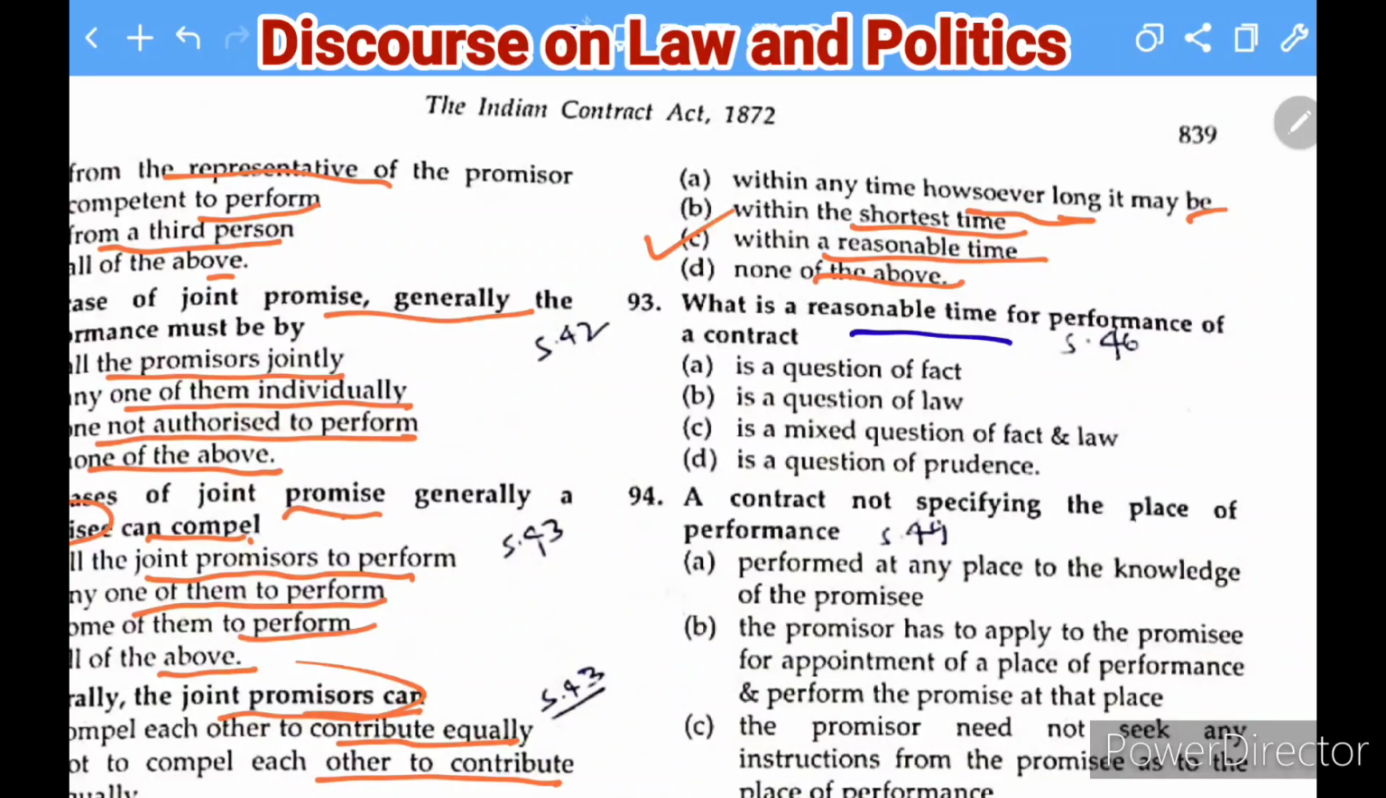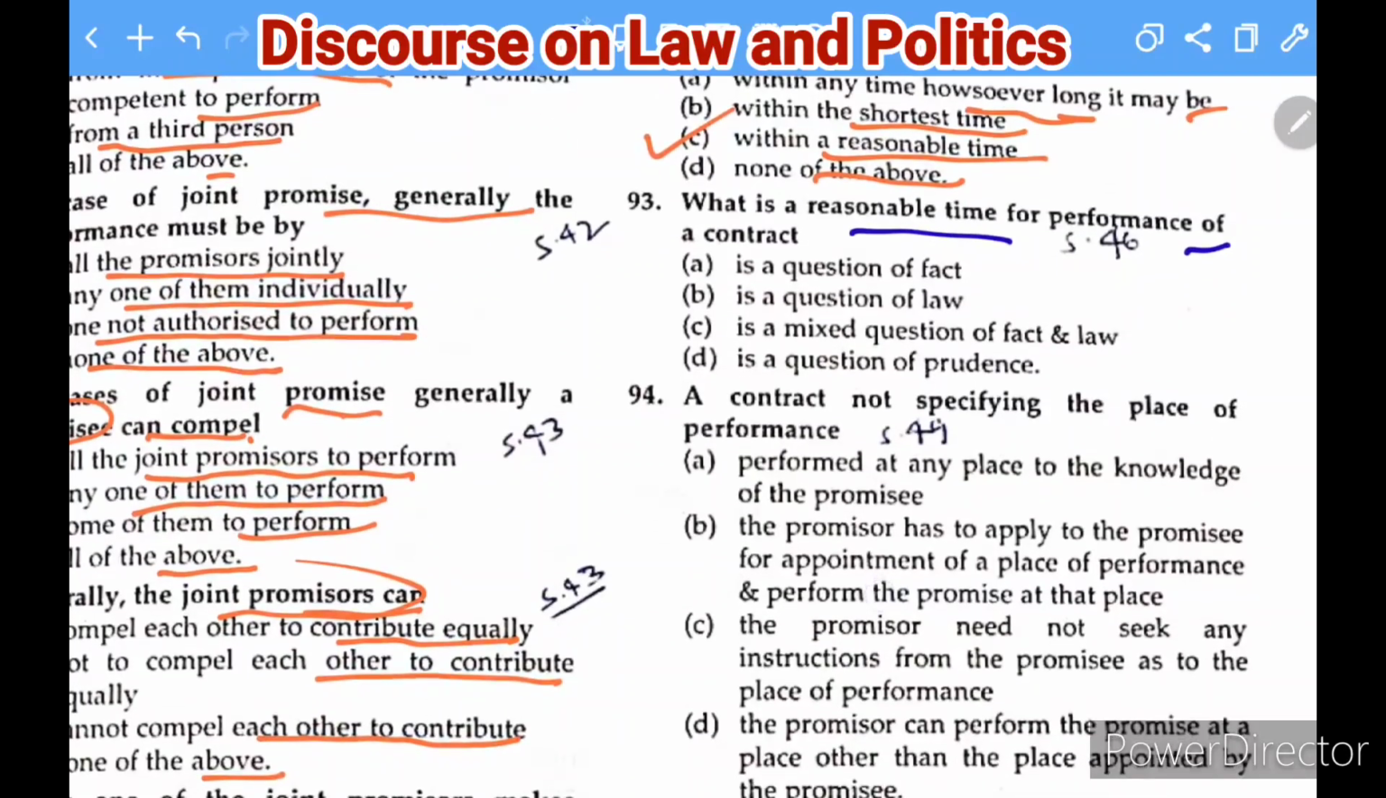What is a reasonable time for performance of a contract? Whether it is a question of fact, a question of law, a mixed question of fact and law, or a question of prudence. Just give your answer here, waiting for your response. So it is a question of fact.